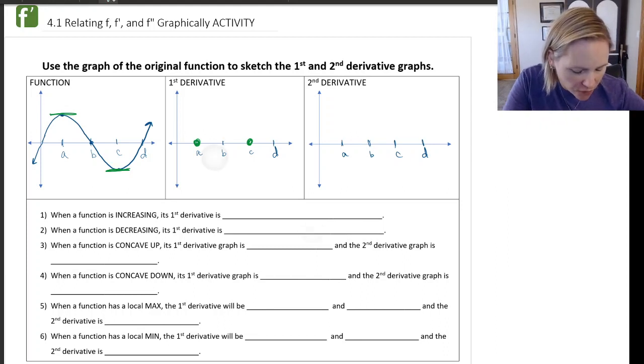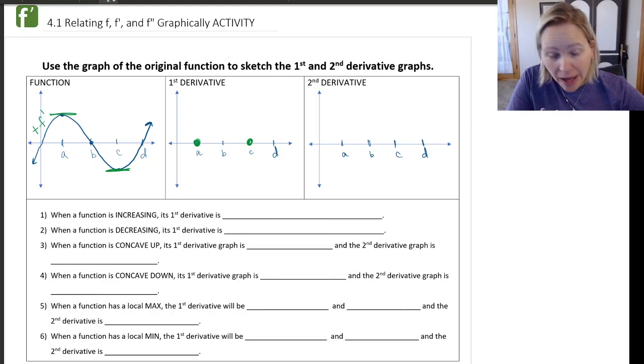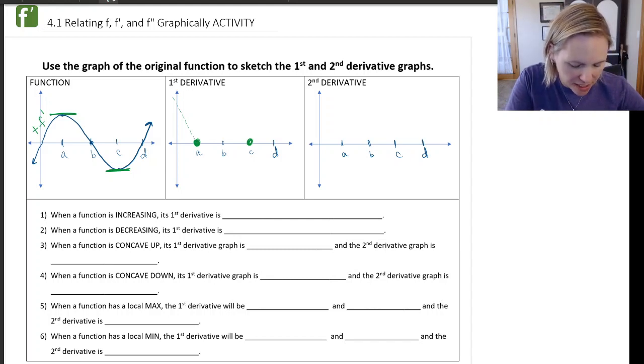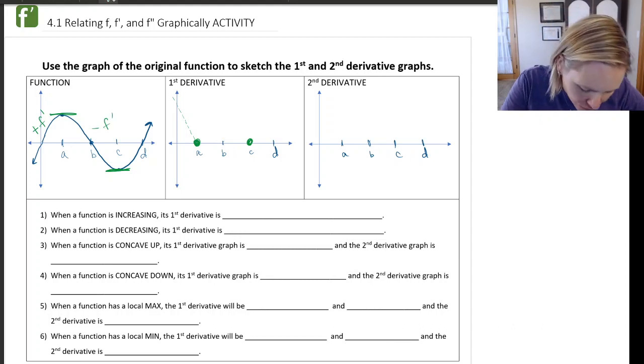Now, where my function is increasing, I'm going to have a positive first derivative. So everywhere up to point A, I should have a positive derivative. And notice the slopes are decreasing, so they're approaching 0. So my first derivative should come down kind of like this. It should hit A, and then everywhere in between points A and C, I'm going to have a negative first derivative because the graph there is decreasing. So I'm going to come down, I'll dip down a little bit.